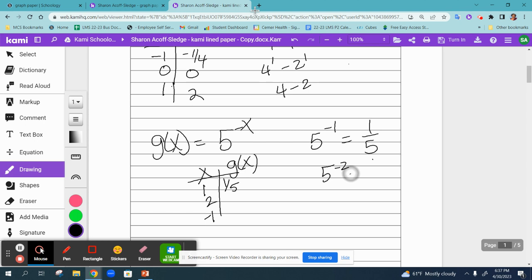5 to the -2. It's going to be 1 over 5 to the +2. So you drop it to the denominator and make it positive. 5 squared is 25. And then when I plug in a -1, I'm going to have minus a -1, which is going to be +1. So that's simply equal to 5. And that's all the problems. You can rewind the video if you need to.